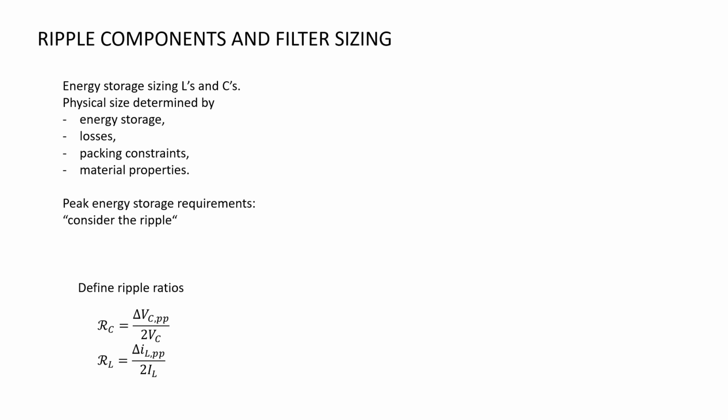Let's say you want to design a 5 volt output, but you can allow 1 volt up and down. So it can go up to 6 volt or down to 4 volt. So it means that delta V is 2. The delta V over 2 is 1 volt. So 1 volt over 5, then you allow the ripple ratio to be 20%.